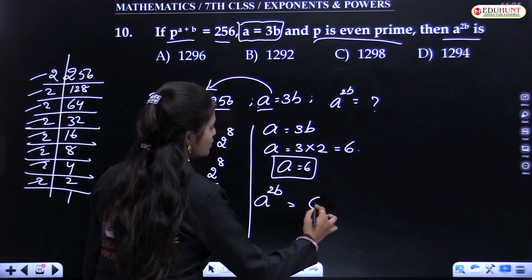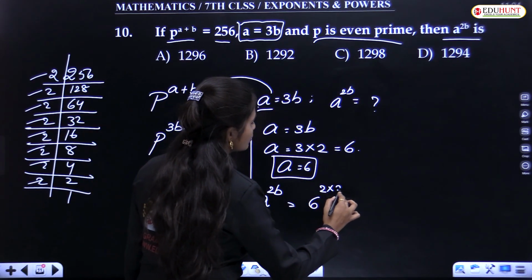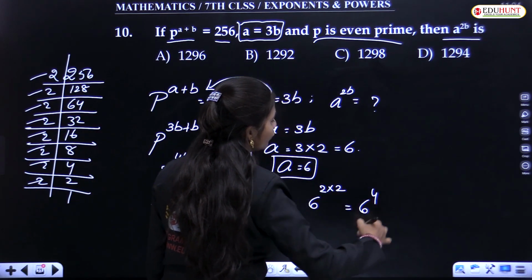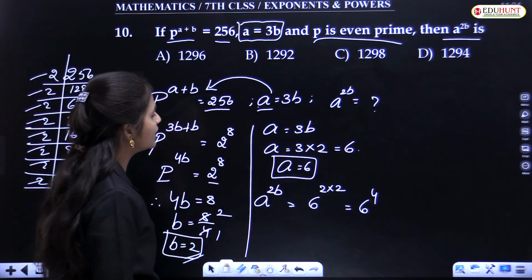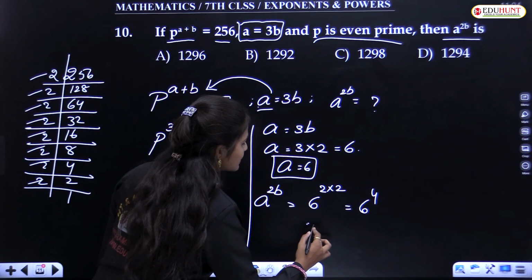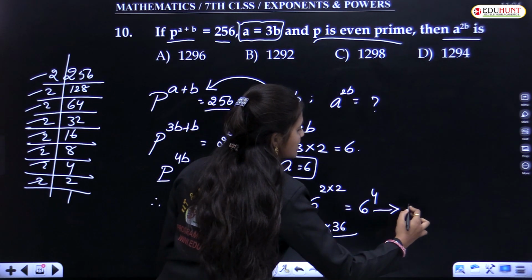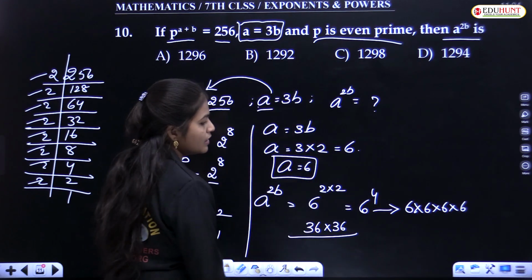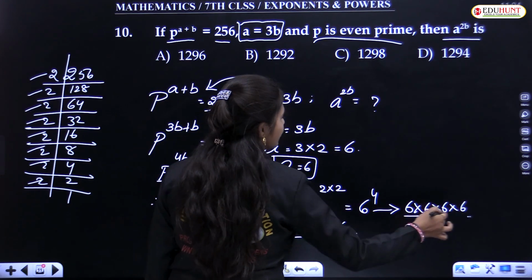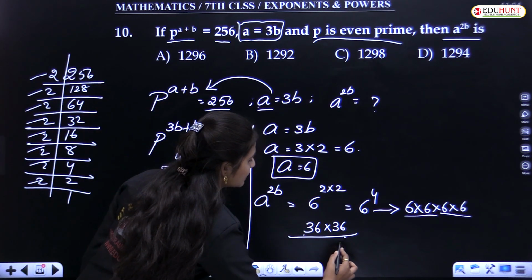Which is equal to 6 power 2 into, here B is equal to 2, no? So 2, which is equal to 6 power 4. We need to find this value, so we have to simplify 6 power 4. So 6 6s are 36, into 36. Why? Because this one we can write as 6 multiplied by itself 4 times. So 6 6s are 36, and here 6 6s are 36. Now simplify this: 36 into 36.